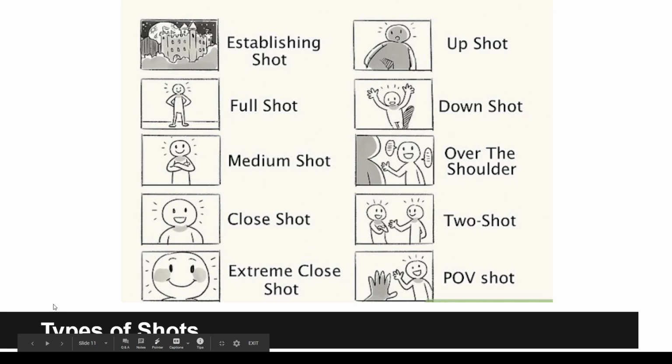So we're going to talk about different types of shots. Here's just a cool little diagram to come back and look at. On the left-hand side, we're talking about essentially distances of the camera from the subject. And on the right-hand side, we're talking about angles and different types of shots.